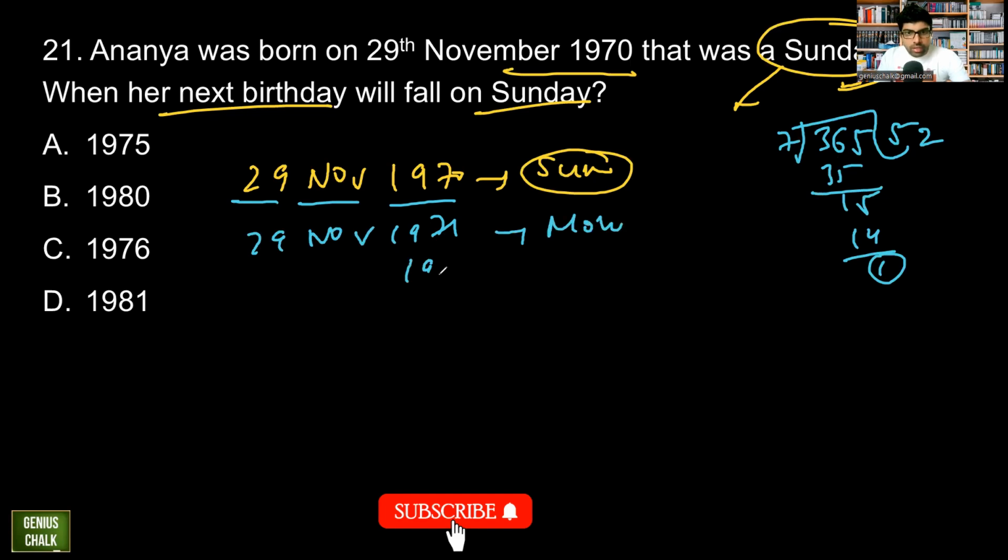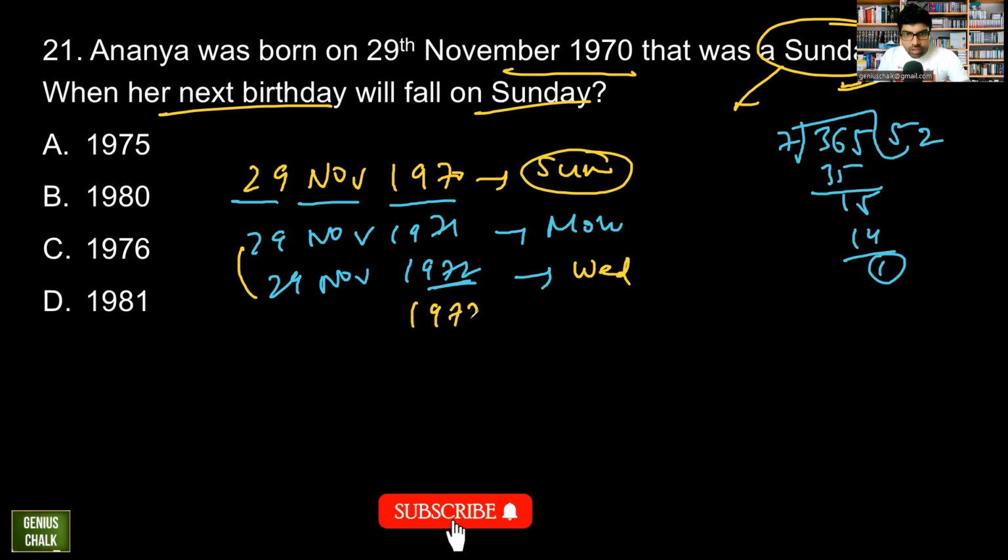Then 1972. Now, 1972 is a leap year. Last two digits divisible by 4, right? It's a non-century year. Non-century means double zeros are not present. So this is a leap year, and the February of 1972 has already come in this period. So the next must be on Wednesday. Like this, you need to check.